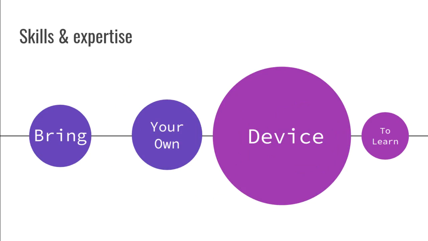Next is device. This applies to all devices that are technology based. So that includes cell phones, this includes laptops, it includes iPads, it includes tablets. All of these things fall under that device category. And so we want to talk about how we're using those in our classrooms.